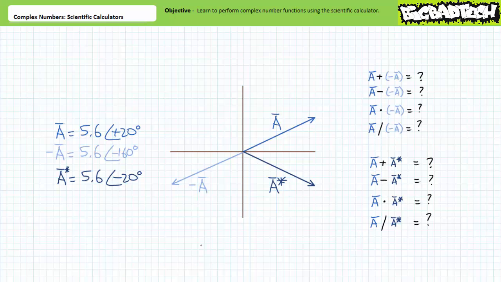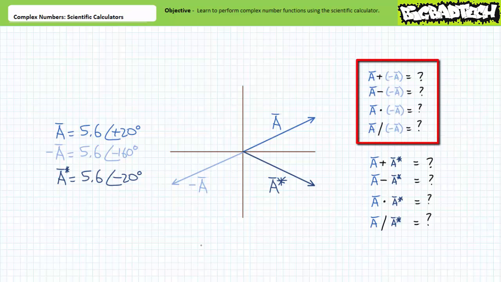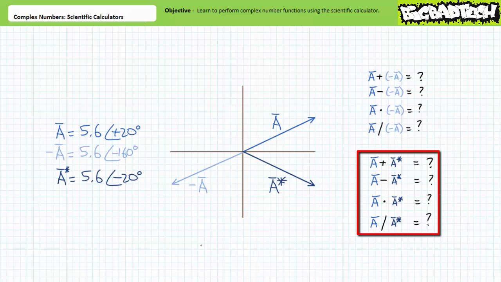Last but not least, consider A expressed in polar format as 5.6 at an angle of 20 degrees. As an exercise to the viewer, I invite you to not only perform, but also explain the results of the following operations: A plus negative A, minus negative A, times negative A, and A divided by negative A. Recall that negative A has the same magnitude of A, only it's pointed in the opposite direction, in this case, negative 160 degrees.